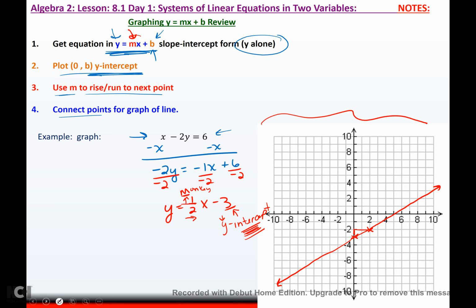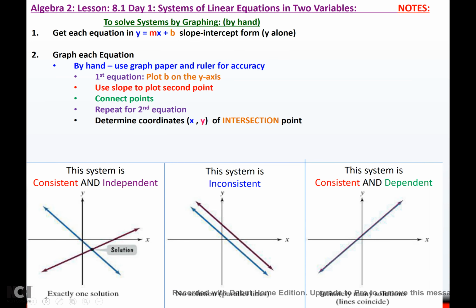Why are we reviewing graphing? Well, because when you solve a system by graphing, you're going to graph each equation, getting each equation in slope-intercept form. You're going to graph each one, and then wherever they intersect, that will be your solution. Now, 3 things can happen when you graph 2 lines in the same coordinate system.